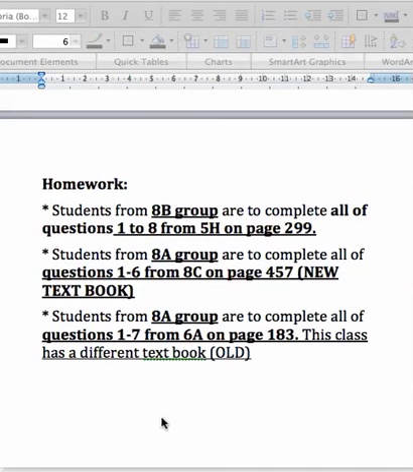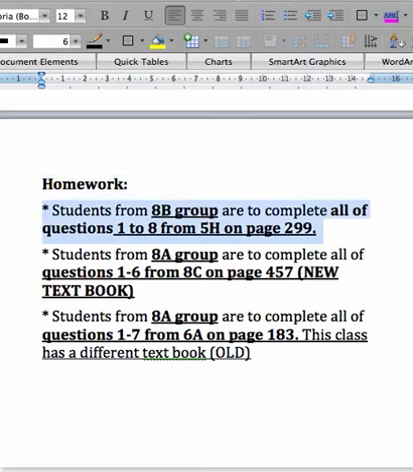So just quickly, this is your homework. If you are in the 8B group, okay, you want to do those questions from 5H, 1 to 8. Students, now 8A group, some of you have the new textbook. So if you've got the new textbook, do these questions here from 8C. If you have the old textbook, and I think 8JM, that's you, you just do these questions from 6A. Okay, and what you don't finish will be for homework, but please make sure you try and you practice.